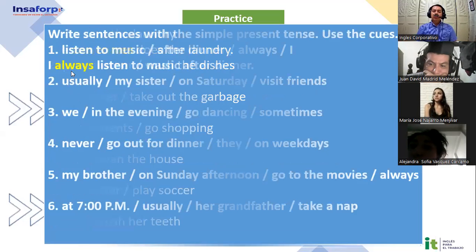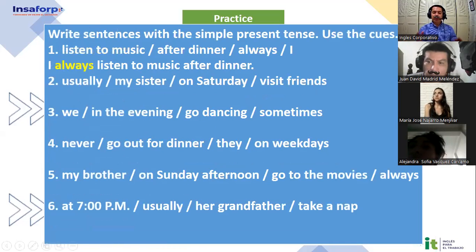Good. So what we're going to do is to put in order the sentence, right? It says, I always listen to music after dinner, right? Number two, please. Majo, can you help me? Number two.